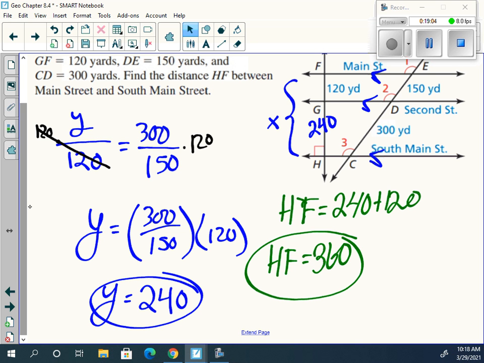So there was a two-part problem. We had to find the one and then use it to find the other. Any questions on any of this here so far?